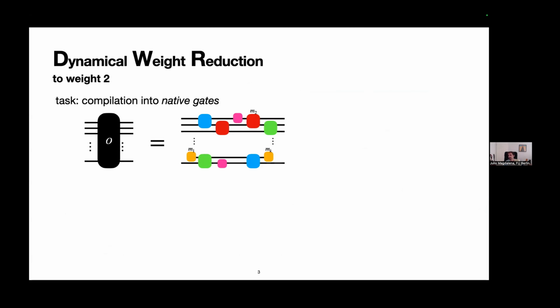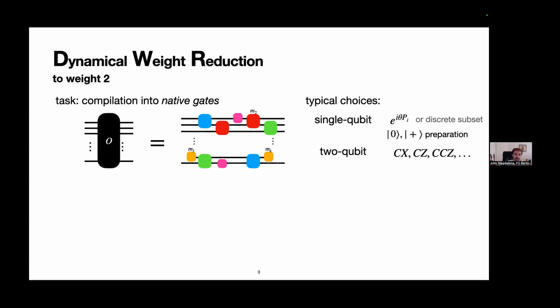Okay, what's a dynamical weight reduction? In my case, weight reduction to weight 2. So it's a special type of compilation task. In general, if you have some operator O that you want to implement, you have to compile it into whatever native gates you define. This depends on the platform you use, on the use case. If you are interested in T-count, your preferred compilation is in terms of Clifford unitaries and T-gates, or magic state injection steps or something like this. For other purposes, you might want to use a different set of gates.